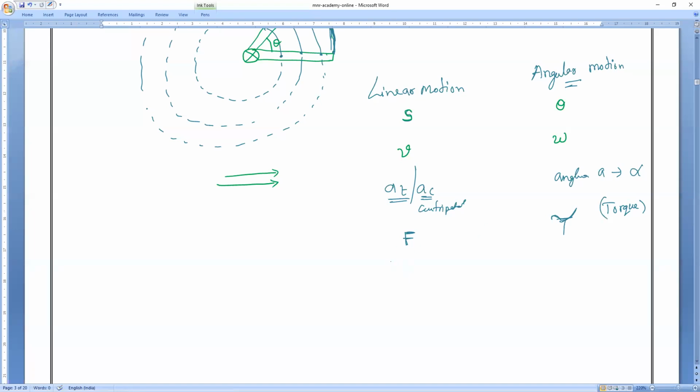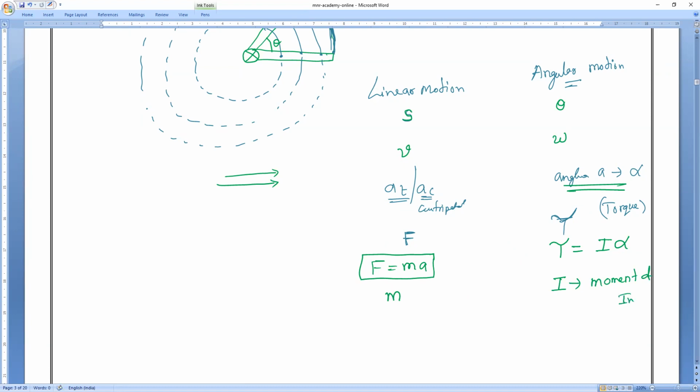Now, according to Newton's second law, what is the force formula? F is equal to mass into acceleration. Understanding? So now the torque formula, all of you remember: torque means I into alpha. Alpha means angular acceleration. In rotational motion, mass we won't take. I means moment of inertia. Now you might be understanding.